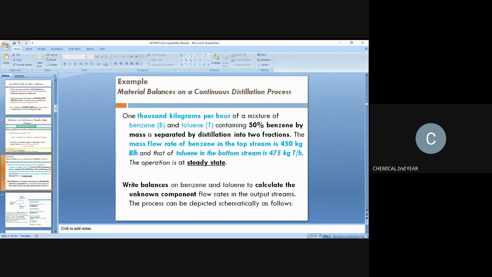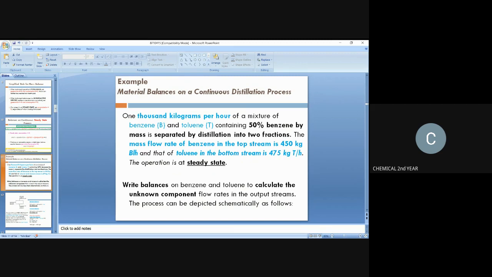Material balance on a continuous distillation process. It is an example. A solution is 1000 kilogram per hour of a mixture of benzene and toluene containing 50 percent benzene by mass, separated by distillation into two fractions. The mass flow rate of the benzene in the top stream is 450 kg per hour and the toluene in the bottom stream is 475 kilogram per hour.